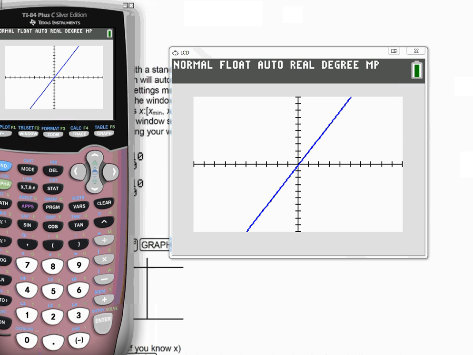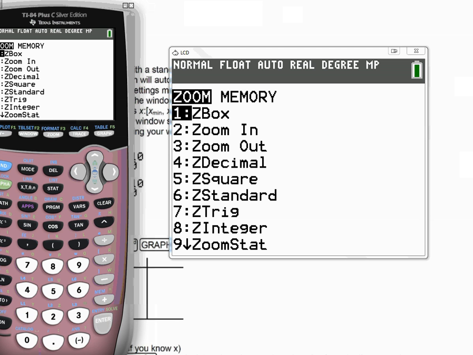Now how do we reset? That's the number one thing you need to know. If you mess up your window or you want it back to negative 10 to 10, you don't have to go back to window and retype it in. There is a beautiful feature called zoom. So that's the third button. Push zoom. There's many options. We can zoom in, we can zoom out, decimal, square, stamp. You basically are only going to use zoom in, zoom out, and zoom standard.